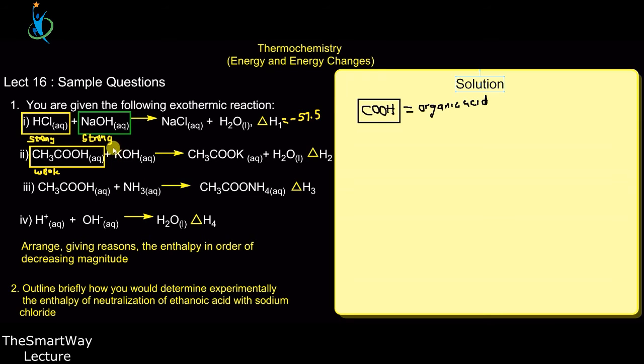Good. So let's go here. This is a strong base. And so you have a weak acid reacting with a strong base. We have a weak acid reacting with what? A strong base. So what happened?